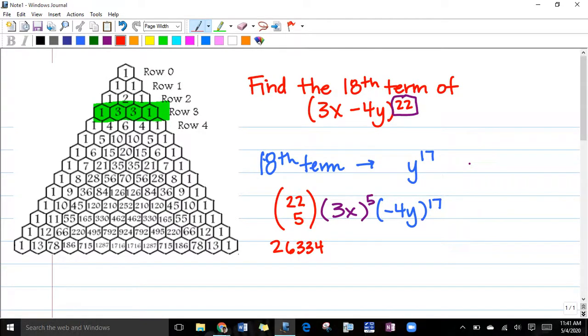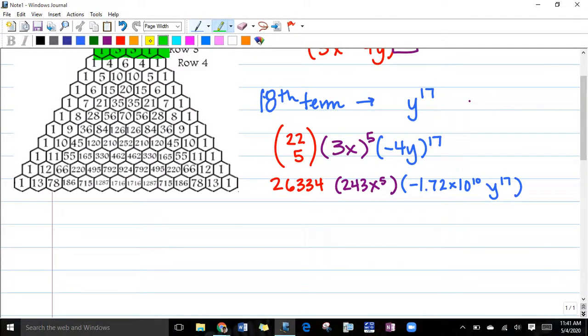That gives me a value of 26,334. But I also need to know what 3 to the 5th is, and that is 243. And I also need to know what negative 4 to the 17th is. And that is something in scientific notation, which looks like negative 1.72 times 10 to the 10th, y to the 17th. Are you surprised that it's so big? You shouldn't be. Okay, so I've done each individual value, but now to get my final term, I need to multiply these together.